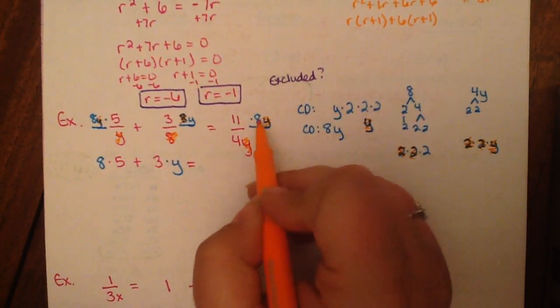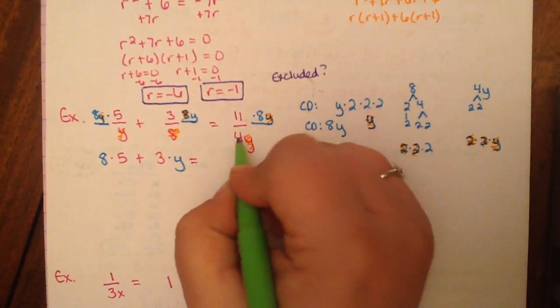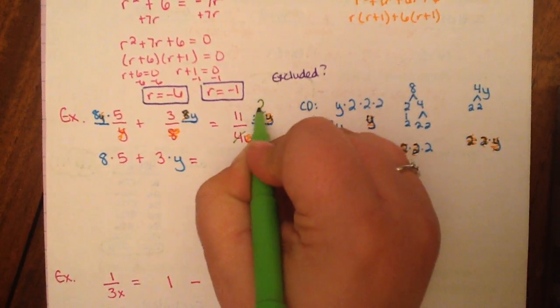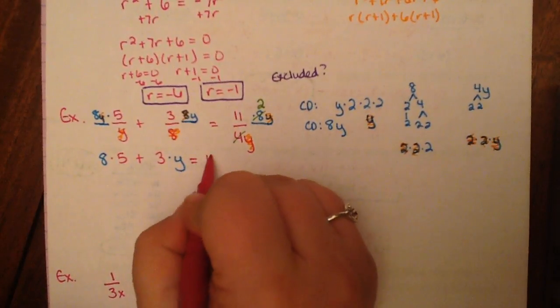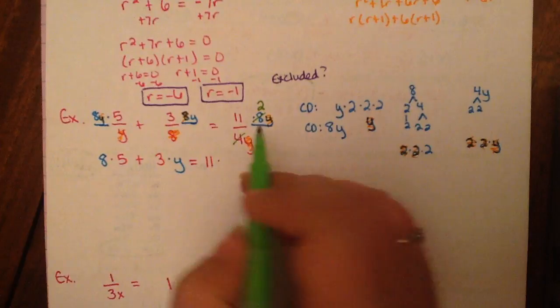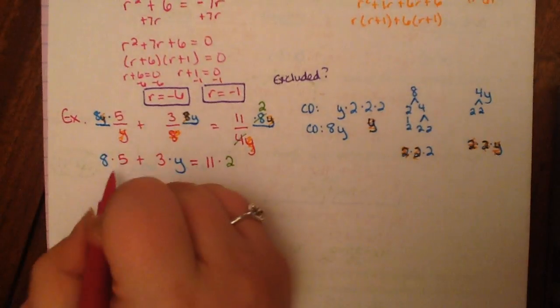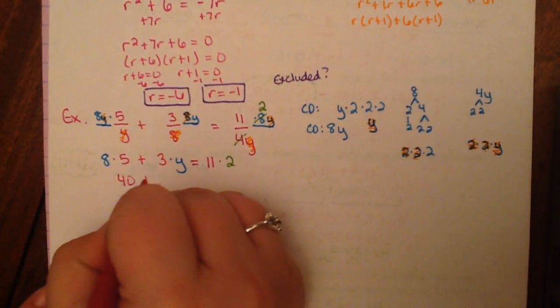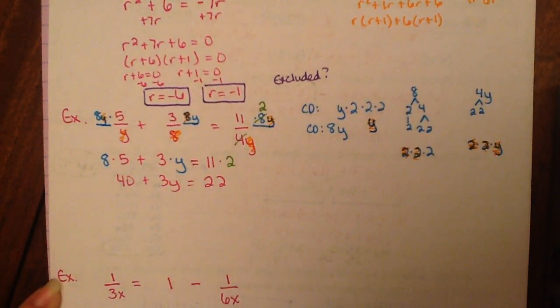Now here I can just divide. So what is 8 divided by 4? 8 divided by 4 is 2. So from my numerator, I'm going to have an 11. And from my now simplified, I'm going to have a 2. So now we can multiply all of these together. And we've got 40 plus 3y equals 22.